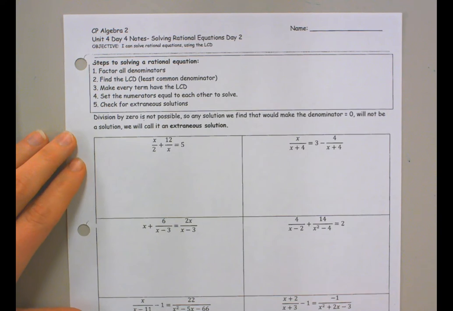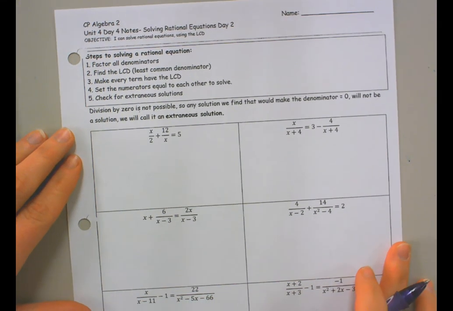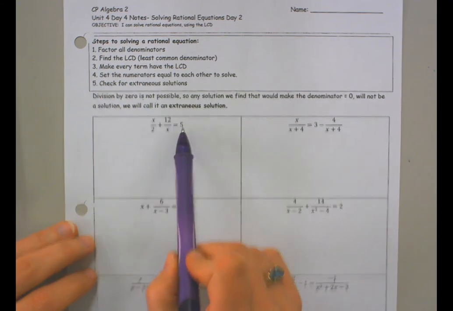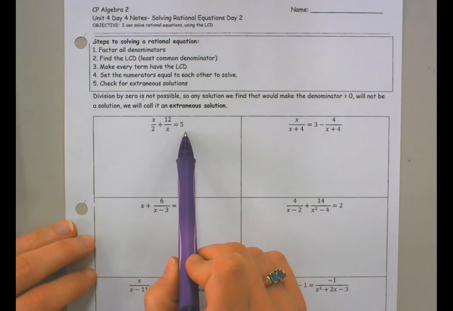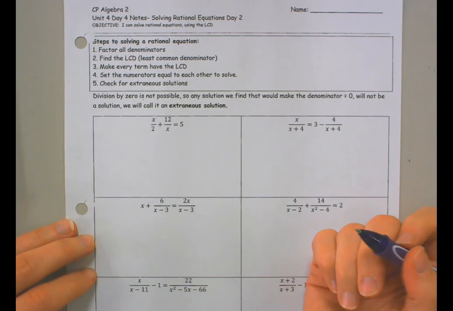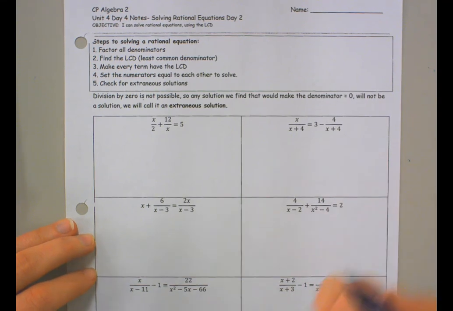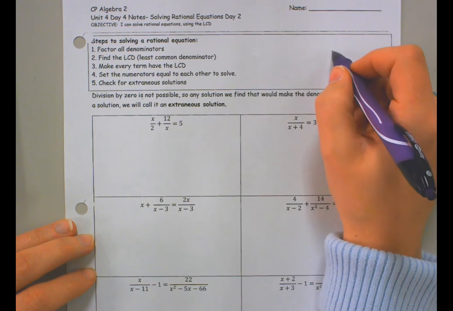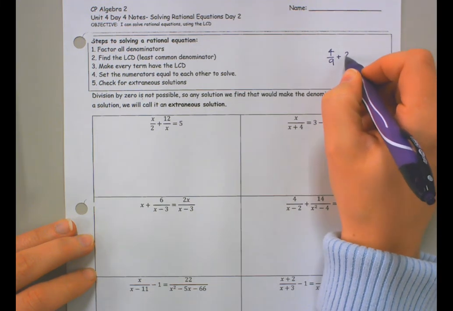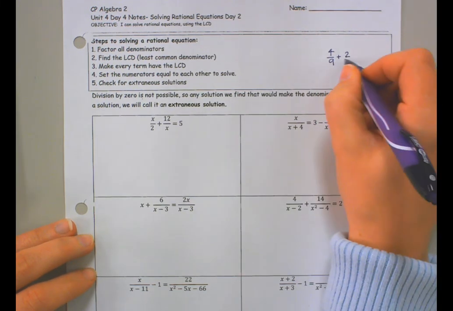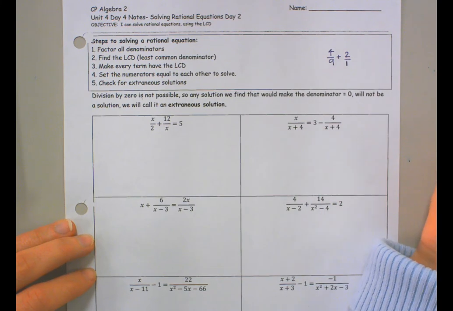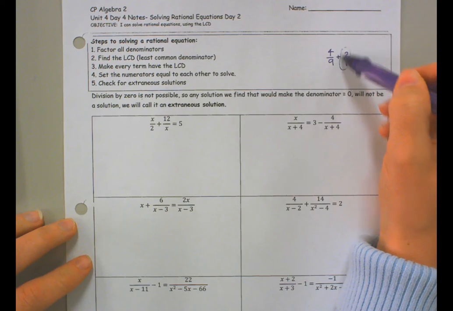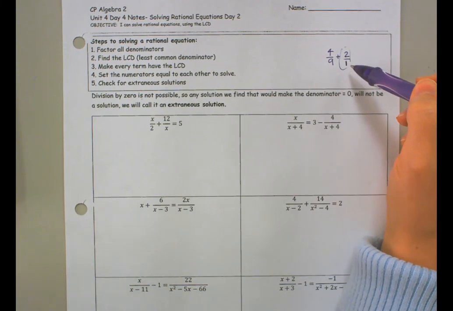check for extraneous solutions. So the big thing in these notes, we've seen solving rational equations before, but the big thing in these notes is we have just a number somewhere that we need to know what to do with. So if you remember, anytime we have a number and we're trying to turn it into a fraction, so let's say we had something like 4/9 plus 2, we would want to put a 1 underneath to make it turn into a fraction. 2/1 is still the value 2. So you're not changing the value of the fraction or the number, you're just turning it into a fraction.